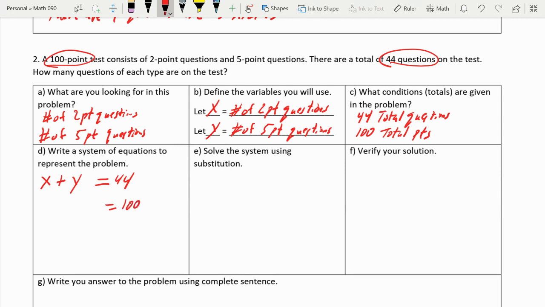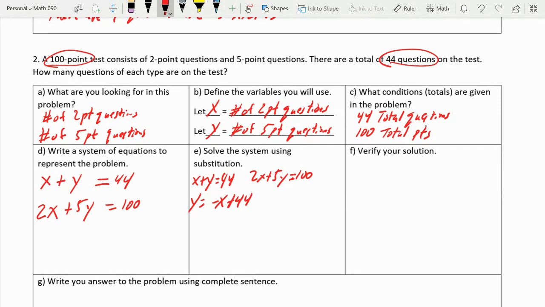What equaled 100 points? Each 2-point question was worth 2 points. How many 2-point questions were there? I don't know. So 2 times x plus 5 times y, because y represented the number of 5-point questions, and each was worth 5 points. So let's solve. Again, I'm just solving for y. I'm going to do that every single time.